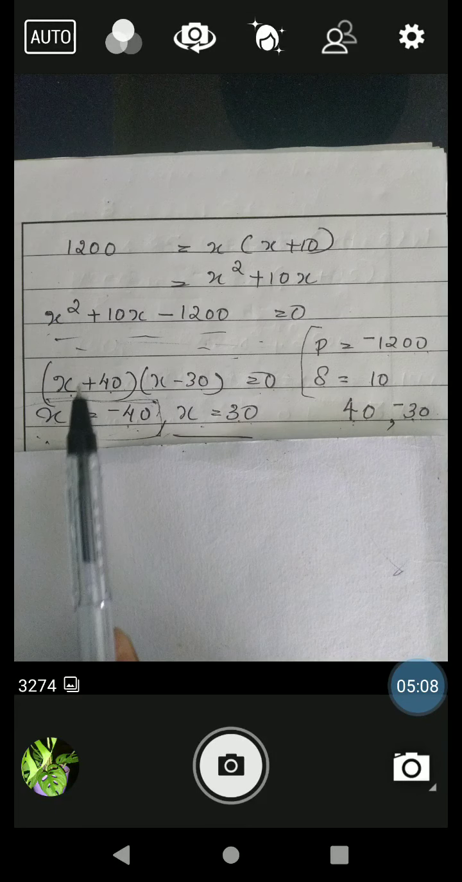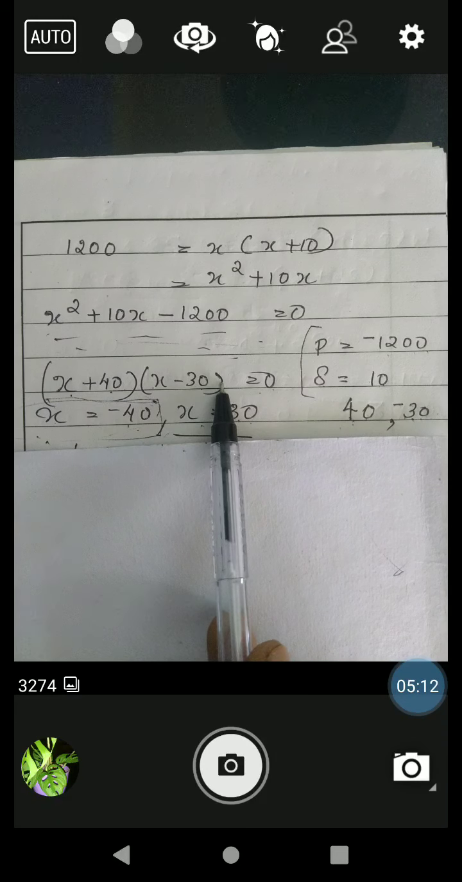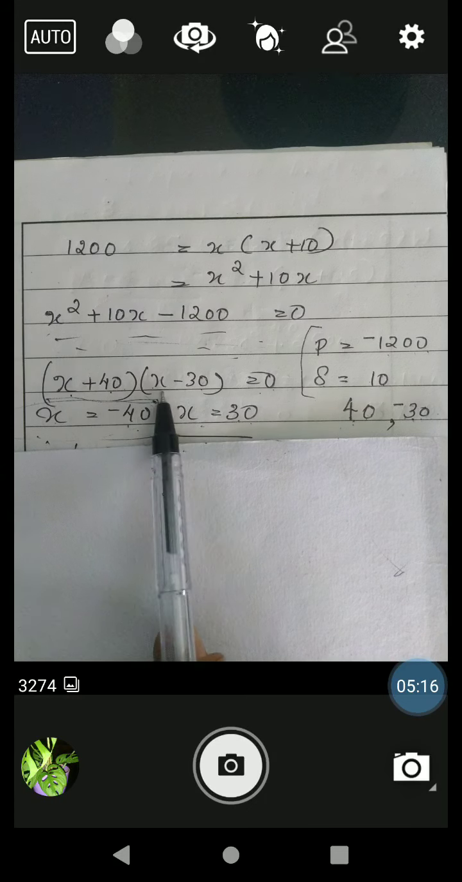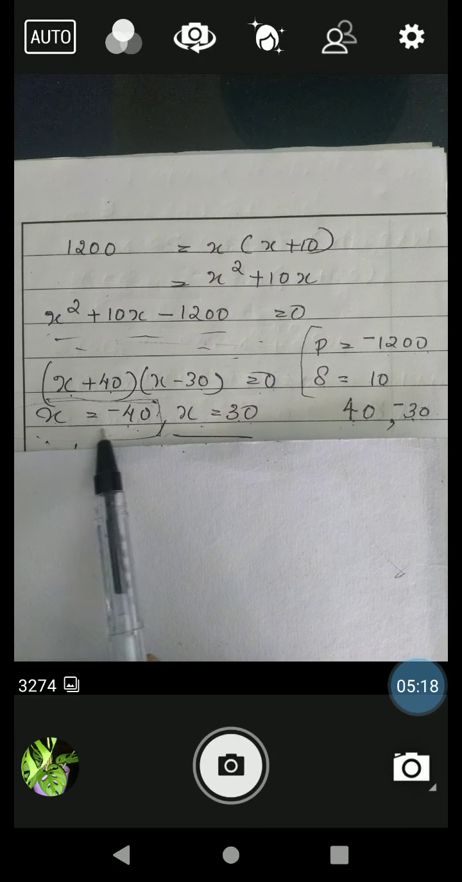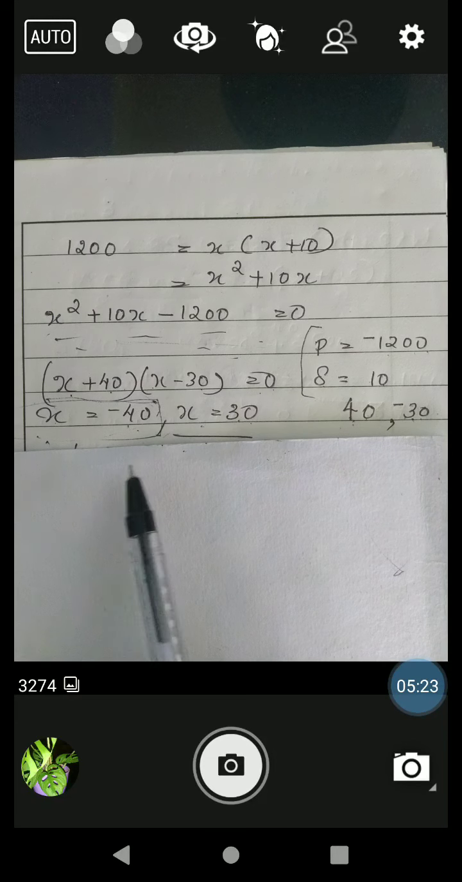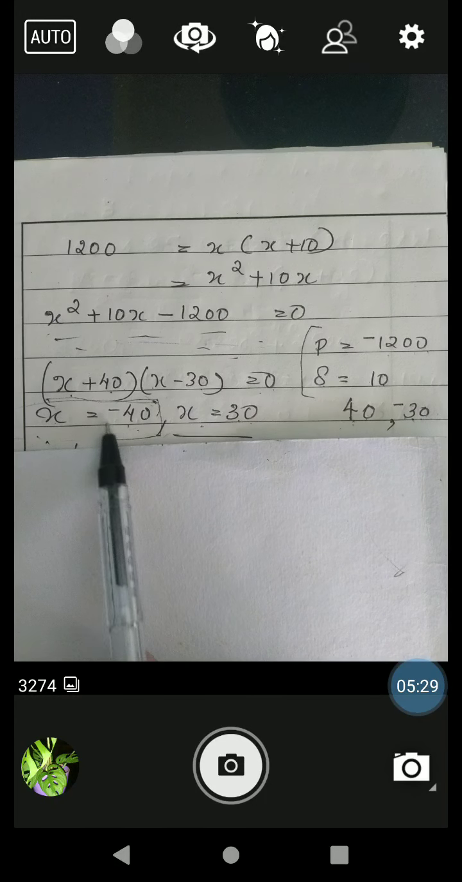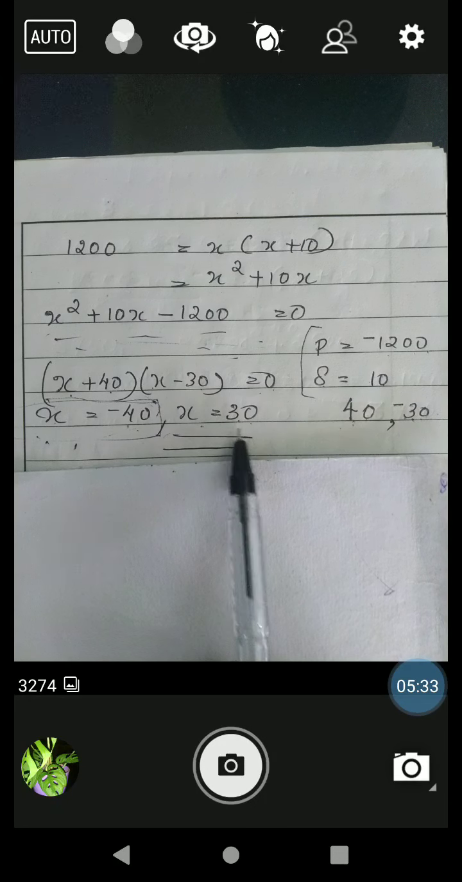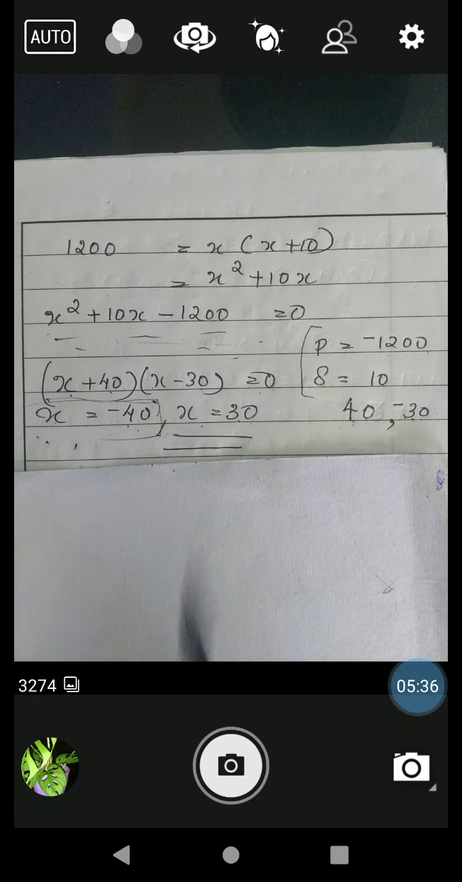Therefore, we get the factors are x plus 40 and x minus 30. That is x plus 40 equal to 0 or x minus 30 equal to 0. Therefore, x is equal to minus 40 or x is equal to 30. The speed of a car will not be a negative number. Therefore, we can ignore this, or this is not possible. Therefore, speed of the car is 30 km per hour. Okay.